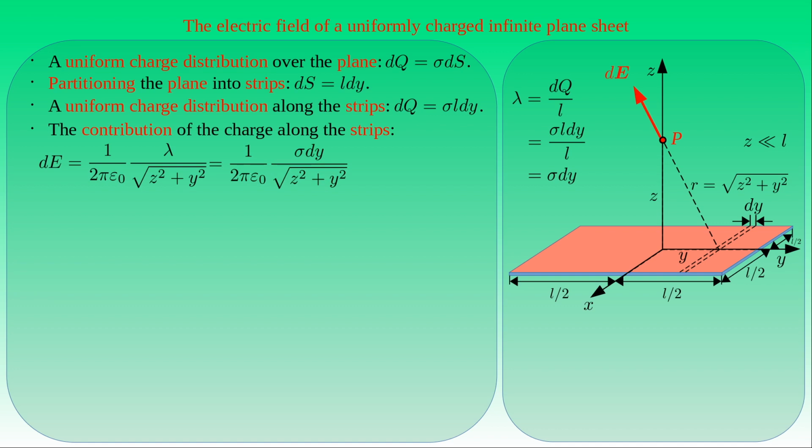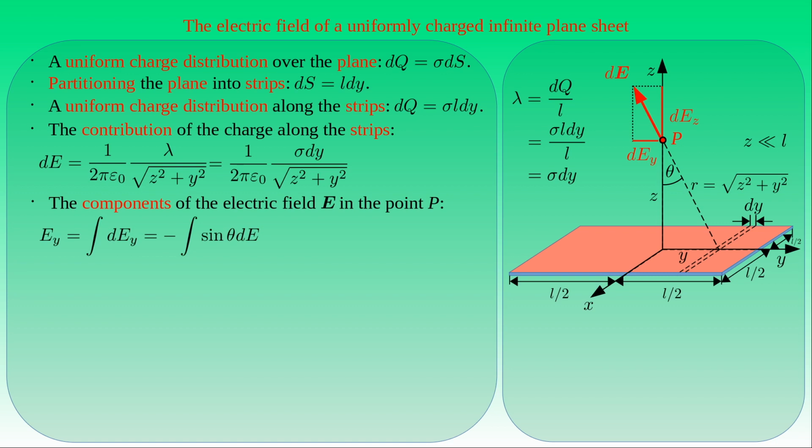The components of the vector dE in the Cartesian coordinate system can be seen in the figure. We obtain the components of the net electric field E in the point P by performing the integration of the contributions of the strips over the whole plane. If theta is the angle measured between the z-axis and the direction of the middle of the strip seen from the point P, then the y component of E is the integral of dEy, which is equal to minus the integral of sine theta with respect to the magnitude of E. Similarly, we obtain the z component of E by performing the integration of dEz, which can be written as the integral of cosine theta with respect to the magnitude E.